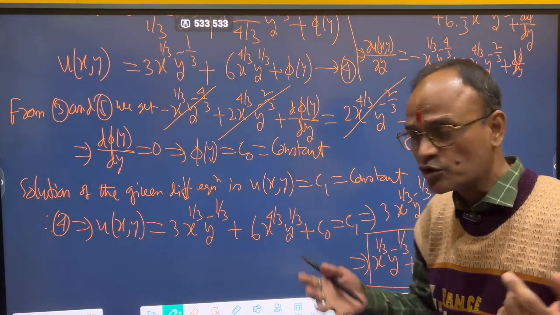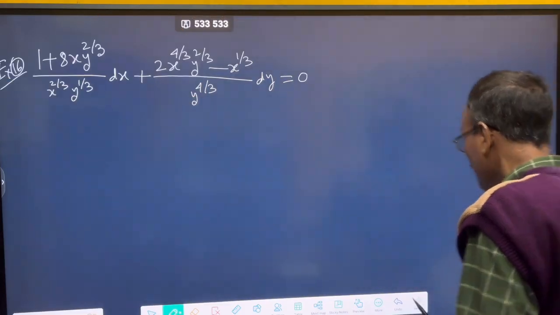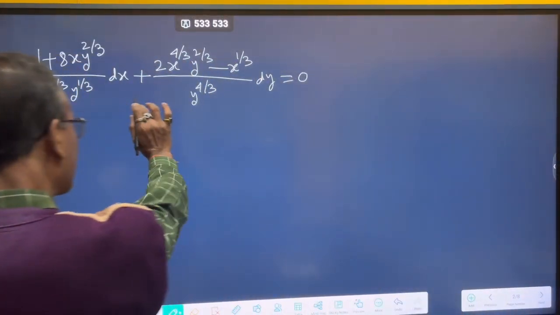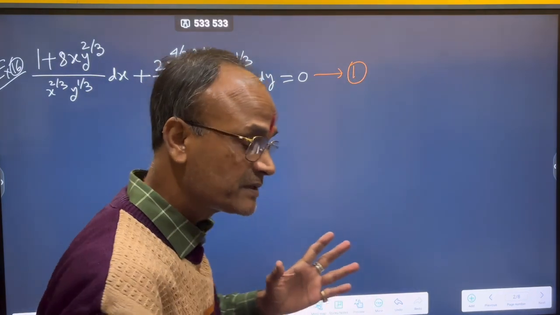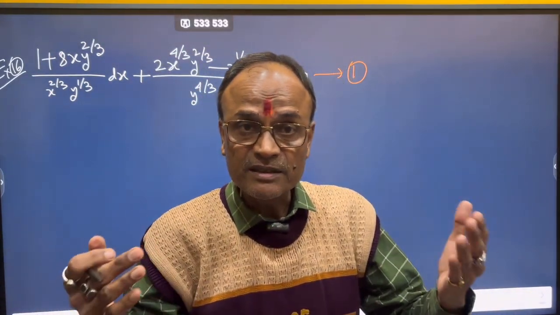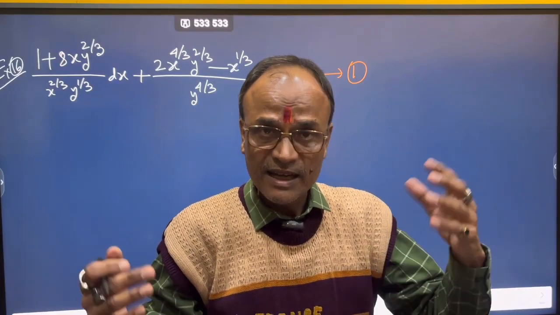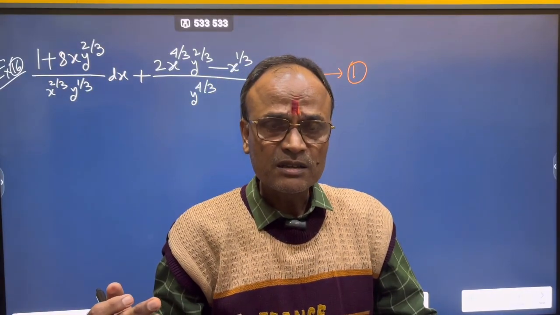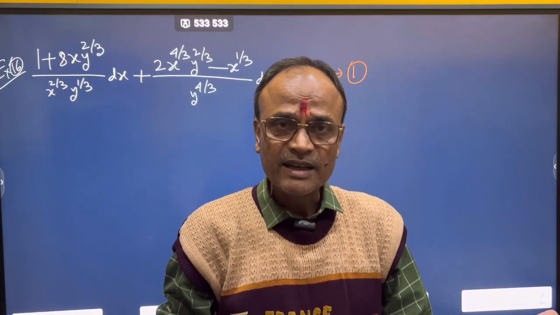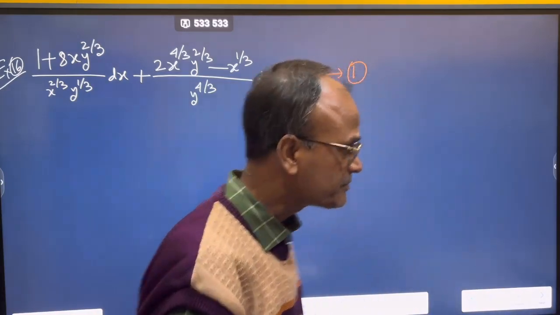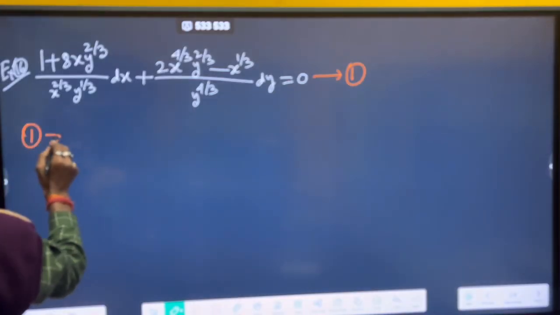Let us try to solve this equation by method 2. By method 2, the given differential equation is this. This is 1. We have solved this, but we have not applied the initial condition y(1) equal to 8. After solving this problem by 3 methods, we shall apply the initial condition.